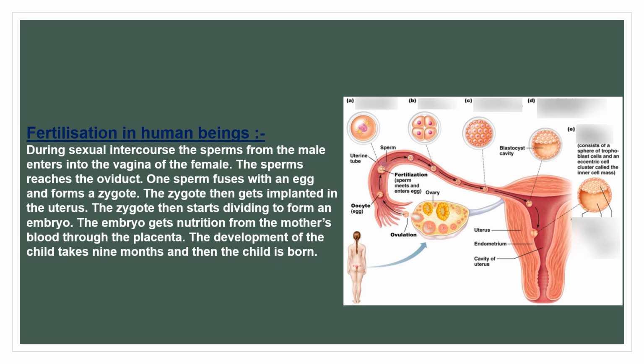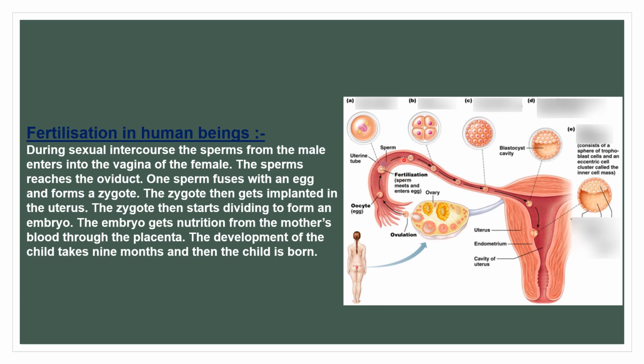So, what happens during sexual intercourse? The male gamete is a sperm and it enters the vagina of the female. This particular part is called the vagina. Later, the sperm reaches the oviduct. Millions of sperms are released during sexual intercourse, but only one sperm fuses with the egg. Children, you can see the sperm here.